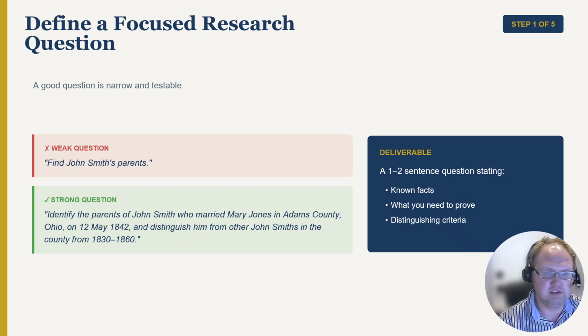Your deliverable from this step is a 1 to 2 sentence research question that states what you already know, what you need to prove, and how you distinguish your subject from all others with the same name. A good research question is testable. You should be able to look at the evidence and say definitively this answers the question, or this doesn't answer the question. Resist the urge to skip this step. A well-defined question saves hours of unfocused research later.